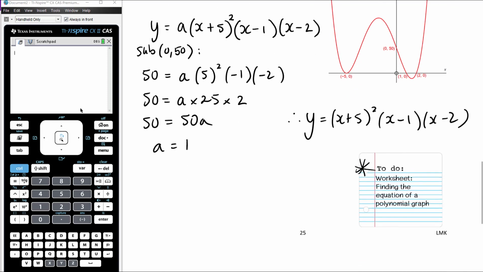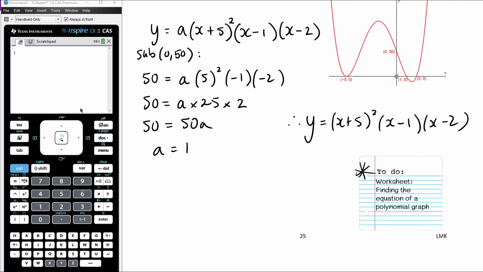Okay. All right, so the work today is from a worksheet finding the equation of a polynomial graph.